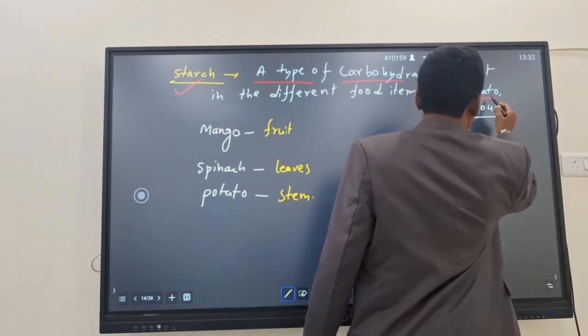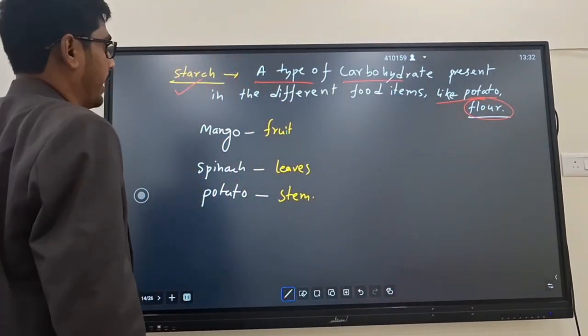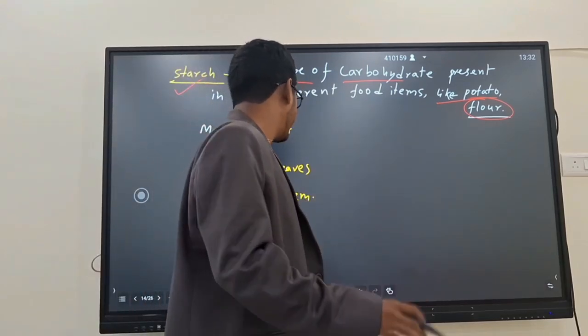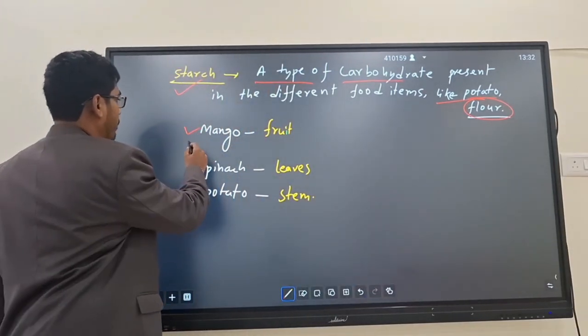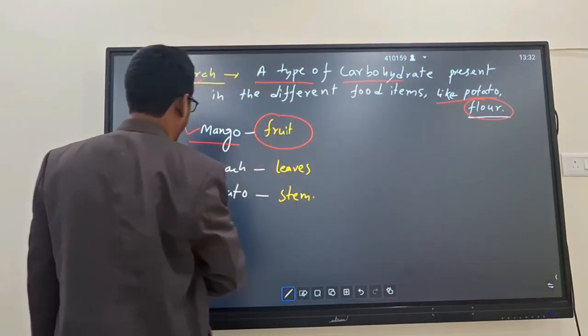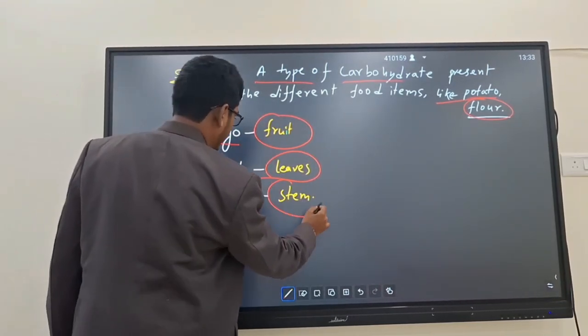So potato, like potato and flour. In our lab, we did the practical, and the potato contains starch. If you know about this, now the example is mango. Mango I treat as a fruit. Okay, spinach is treated as a leaf, and potato is treated as a stem.